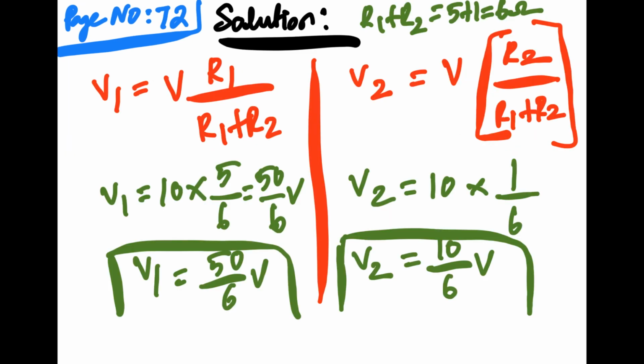We already know the formula: V1 is equal to V R1 divided by R1 plus R2. V2 is equal to V R2 divided by R1 plus R2. Put the respective values, the V value and R1 values. R1 plus R2 is 5 plus 1, that is 6. V1 and V2 values are obtained.